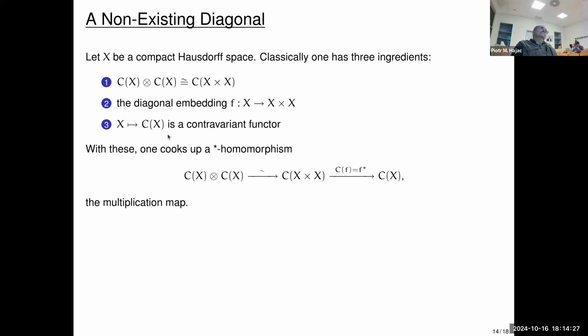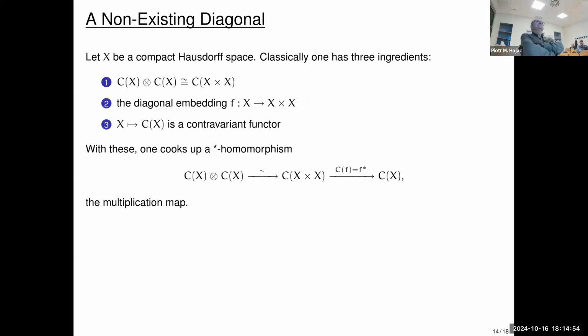With these three ingredients, what you do is compose. The diagonal embedding, by pullback, gives you a map from C(X cross X) to C(X). You compose with the isomorphism at point 1, and you get your morphism from the algebra tensor the algebra to the algebra itself, which is just the multiplication map, and gives you the ring structure of K-theory when you have a commutative system.